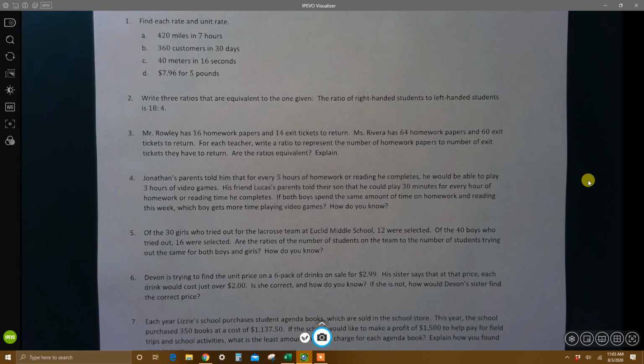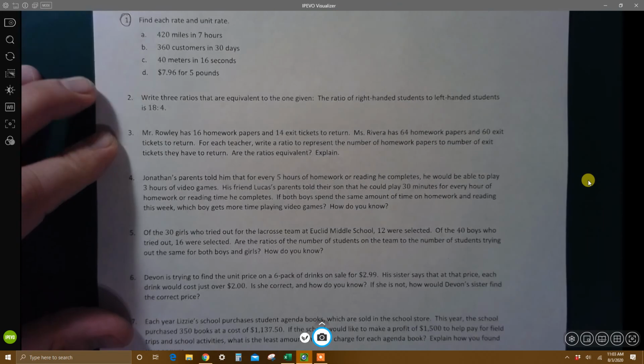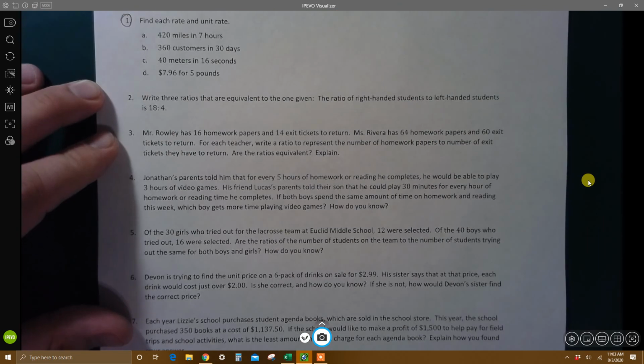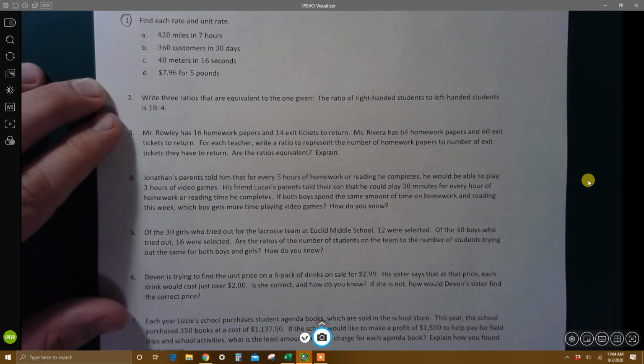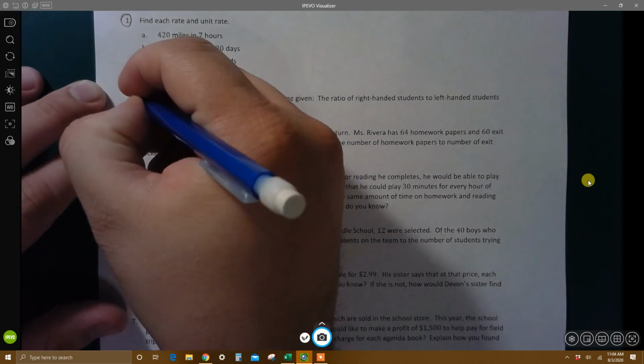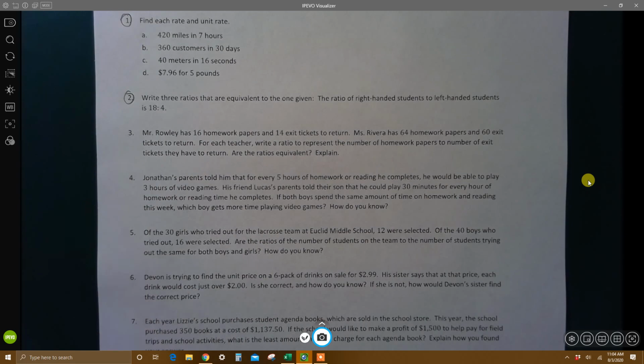All I want you to do is practice the unit ratios. I want you to do number 1 for me, finding the rate and the unit rate. Pretty easy to do. And then I want you to do number 2. We're going to do numbers 3 through 7 together in class tomorrow. That's what our class is going to be about. We're going to spend the class period going over those 5 problems. When those 5 problems are done, then we're done with class.